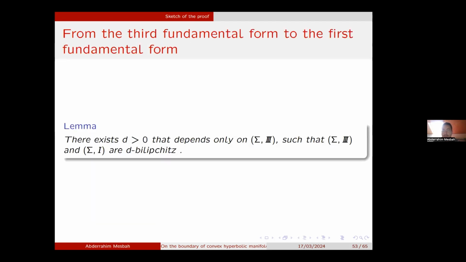Yeah, now if we want a similar statement with the third fundamental form, we will need this lemma saying that if I take sigma inside the quasi-Fuchsian manifold, then the third fundamental form and the first fundamental form are d-bi-Lipschitz, and this d depends only on the curvature of this surface. So it depends on sigma, on the third fundamental form and the first fundamental form only.